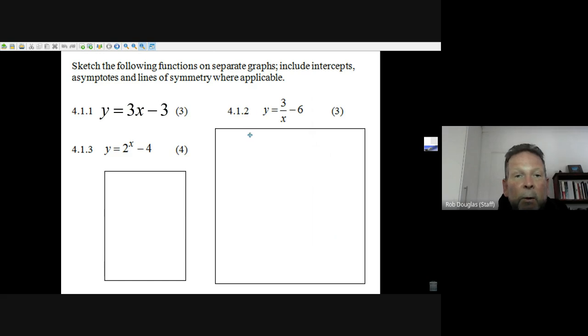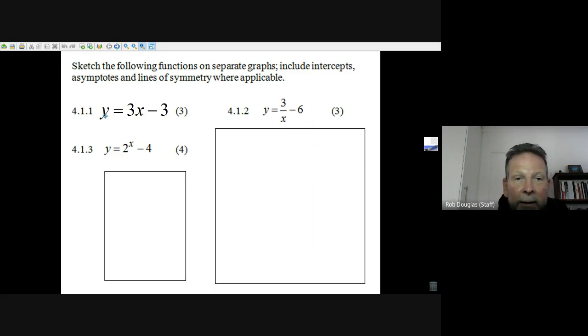Now, the first three questions are just about being able to recognize the four functions that we have to do. And three of them are right here. Lines, this is a hyperbola, and that's an exponential equation. So let's start with the line. Here we go. You're supposed to sketch y equals 3x minus 3.